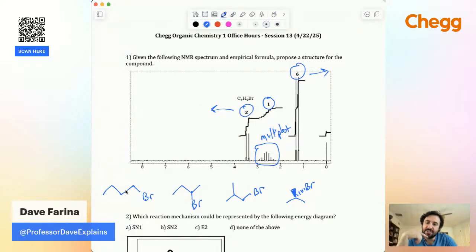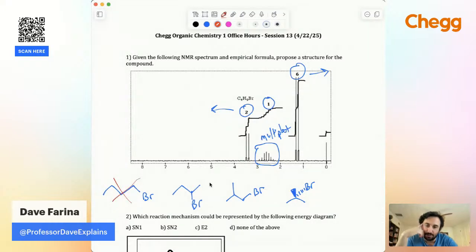Over here, this linear one, 1-bromobutane doesn't seem to work, right? Because we would have a resonance for these 2 protons, a resonance for these 2 protons, a resonance for these 2 protons, and a resonance for the 3 methyl protons. So we ought to see 4 peaks. And so none of the integration works. Certainly nothing is going to be integrated to 6. That doesn't make any sense. We don't even have to look anymore.